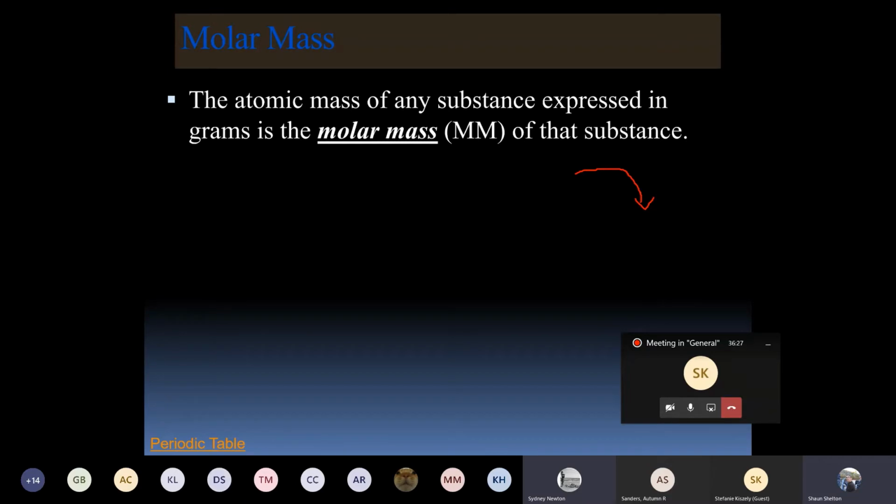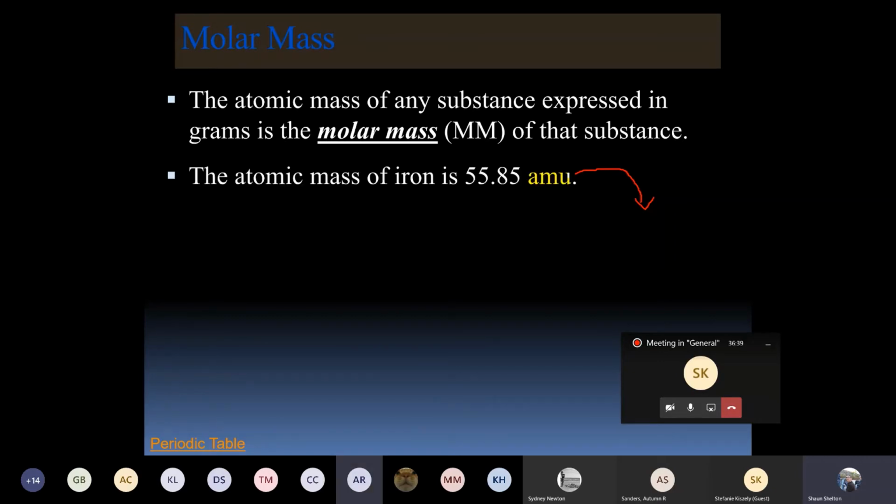107.87. Yeah, exactly right, you two. 107.87. Okay, so when I say molar mass, you're basically going to look up the number that I just pointed you towards. So for iron, for example, iron is 55.85 for its mass number. So that's its mass number.